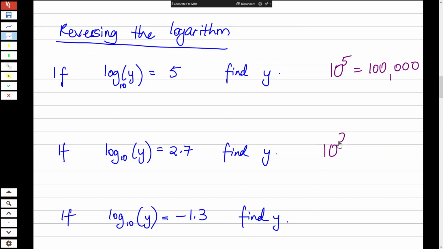10 to the 2.7. Okay, so if I could just get someone to read out those numbers, that would be helpful. 10 to the 2.7. Thank you. And the next one should be a decimal smaller than 1. 0.05. Yep.